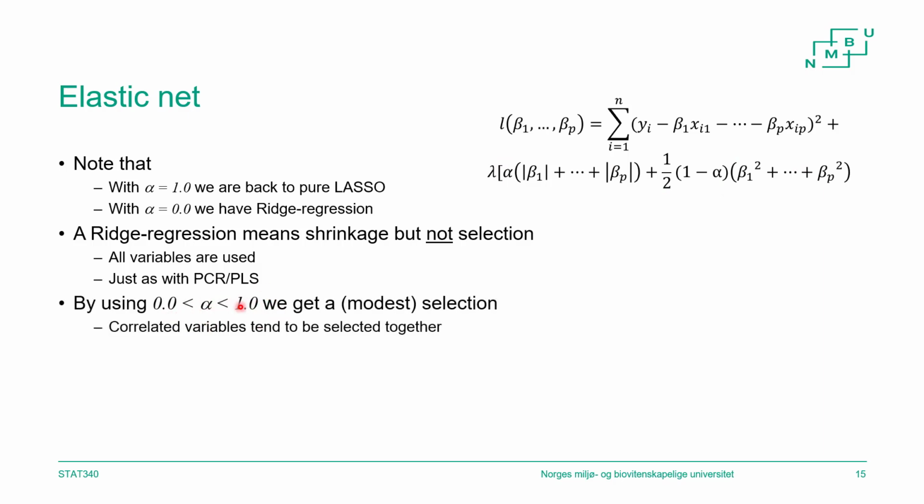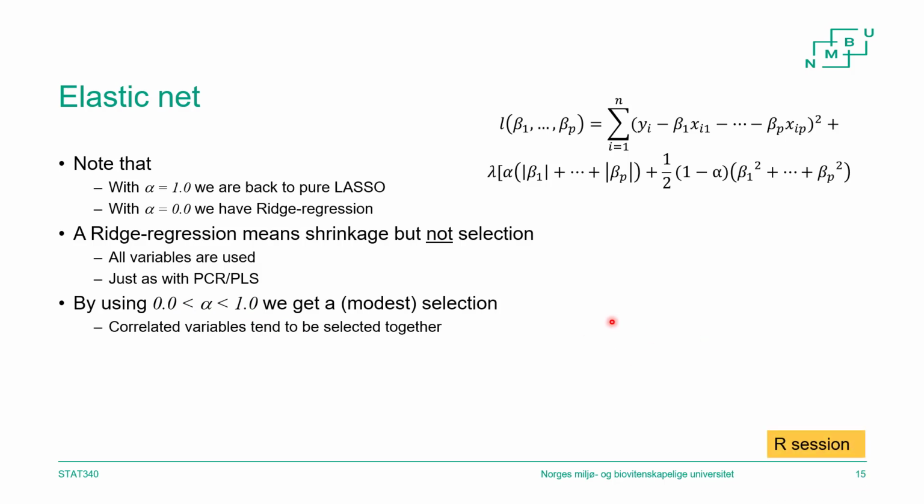So we should use alpha somewhere between 0 and 1 in order to get a more modest selection, but correlated variables will now tend to be selected together. And exactly which value should we choose? Well, this is not something we can say directly. You have to adjust this by dataset. But try 0.5 as a first choice, right? Right in the middle of the extremes. That's where I would start.